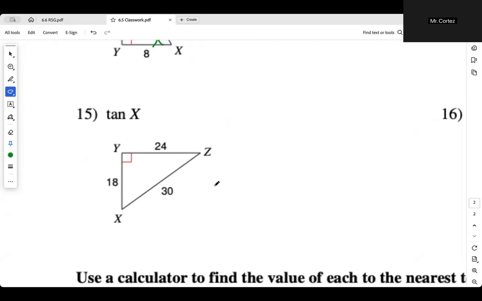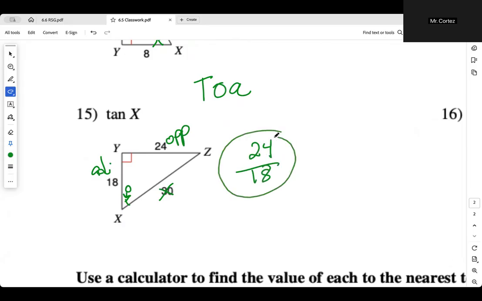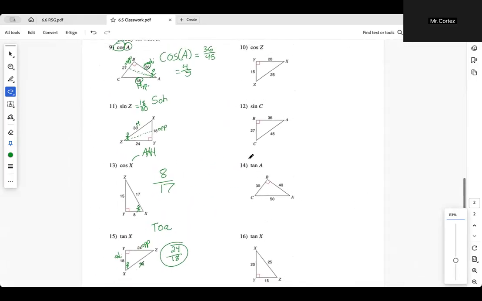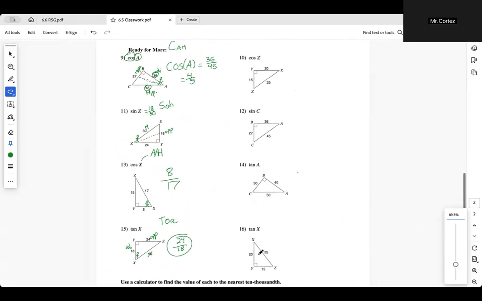Tangent, luckily, is the one that doesn't need the hypotenuse, because recall, it's the TOA, which was on the very first page we looked at. So imagine you're here, opposite of you is 24, adjacent's 18. So our tangent of x is going to be 24 over 18. Take a moment, try these 4. The video will pause so you can give these 4 on the right side a shot. Take a moment to try that out.